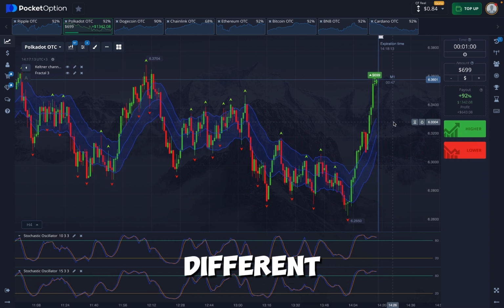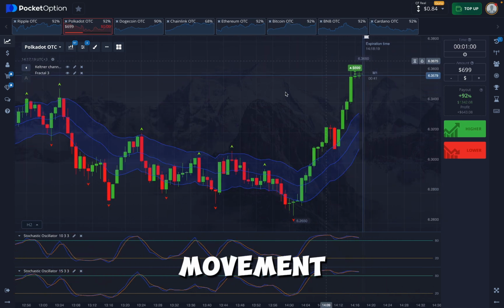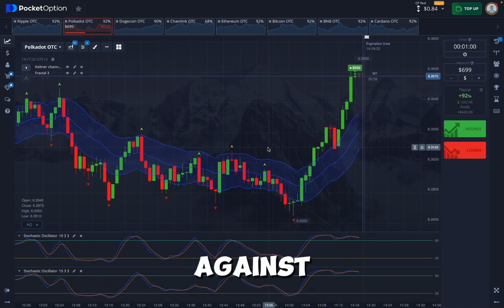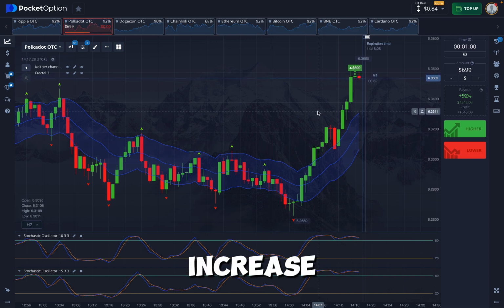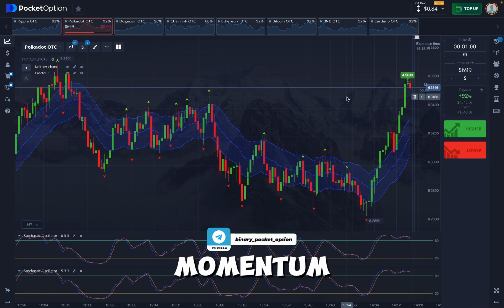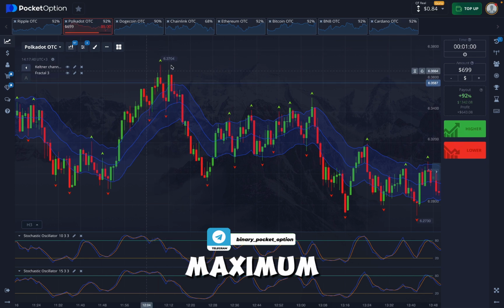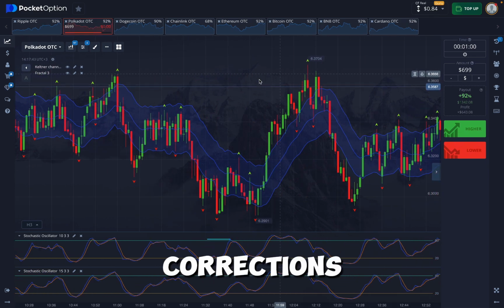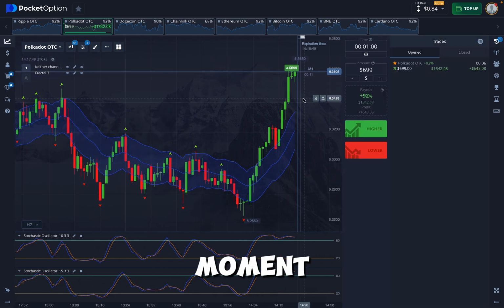Yes, a slightly different case of opening. When you see such dynamics of movement, do not try to open a deal against the direction of dynamics. Yes, it is better to open a deal to increase in this case. Yes, always open in the direction of the momentum. I think that the price is now aiming to reach this global maximum, and only then will any corrections follow. Let's see. It's a pretty tense moment.